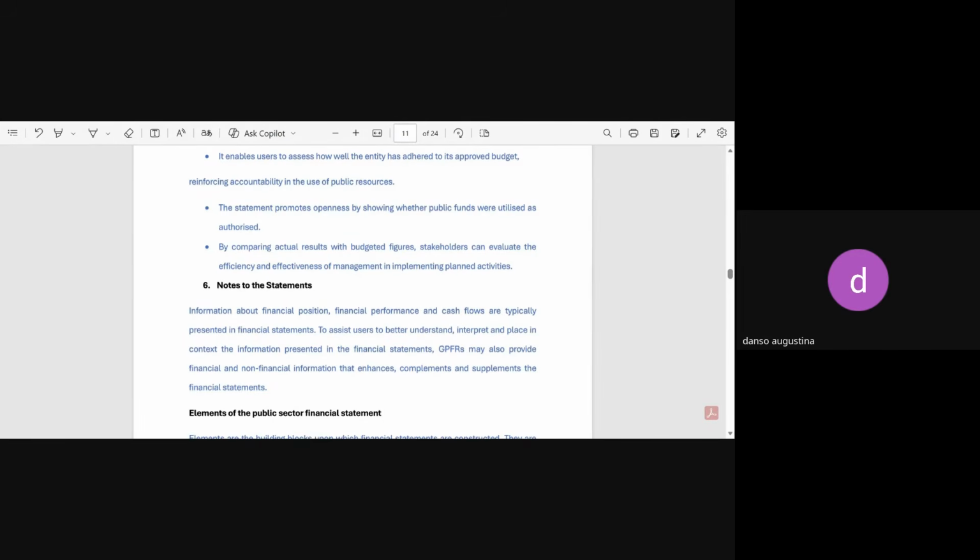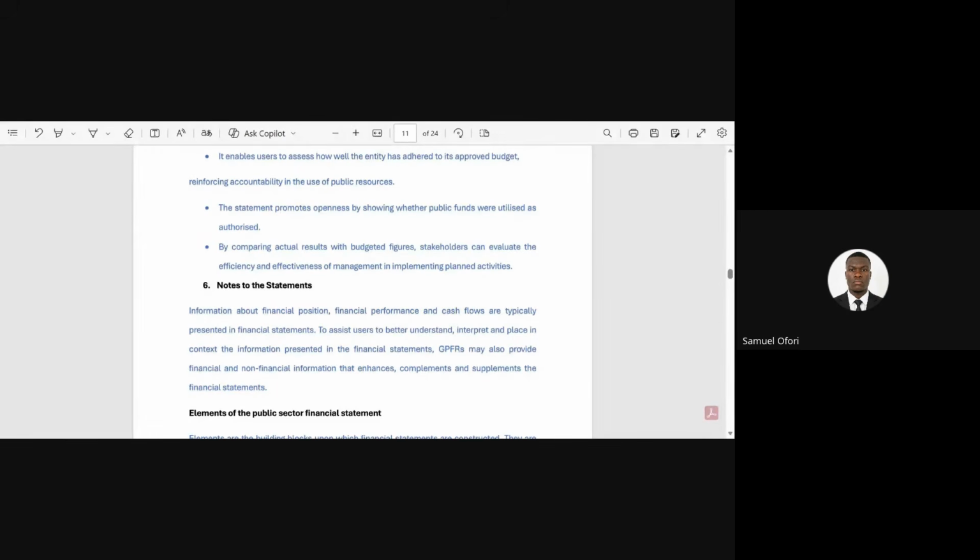Statement of financial position. Notes to the financial statements. Statement of cash flow. Statement of financial performance. Notes to the statements. Statement of changes in net assets or equity. Right. All right. Thank you very much.